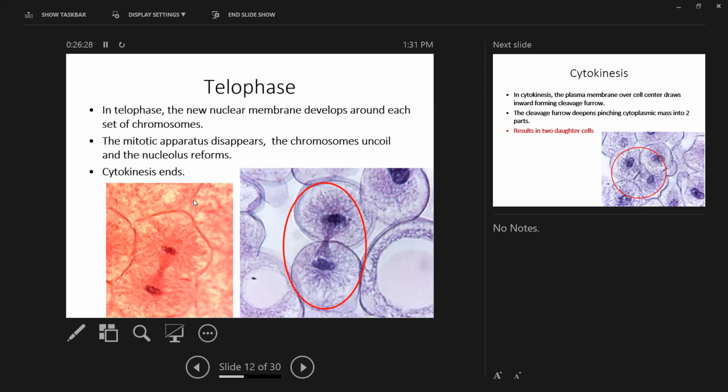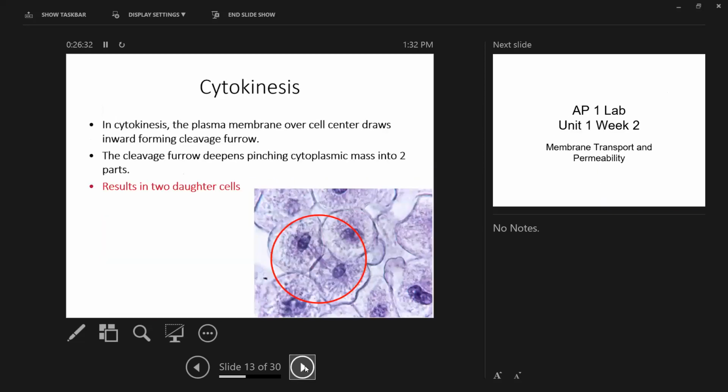Cytokinesis ends in telophase, and here we have two brand new cells, and their life cycle now starts all over again. However long the life cycle is, unless something happens to them, they're going to live their life cycle, and then they're going to undergo mitosis again.